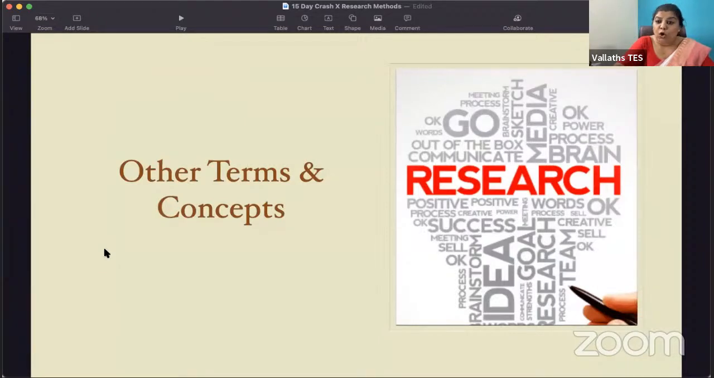What is cohort study, for example? Everybody must have heard of this. Cohort study is a kind of longitudinal study where you sample a cohort group. Cohort group means a group of people who share defining characteristics. You identify a cohort, C-O-H-O-R-T, cohort group, and then work with cohort group.